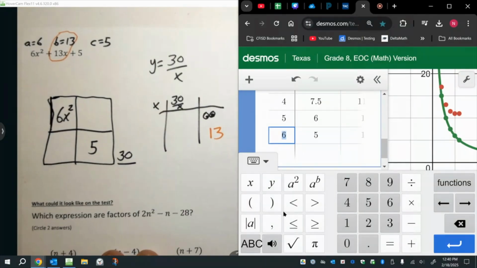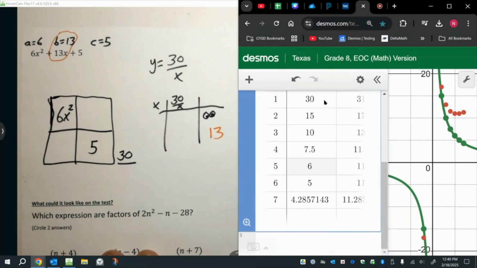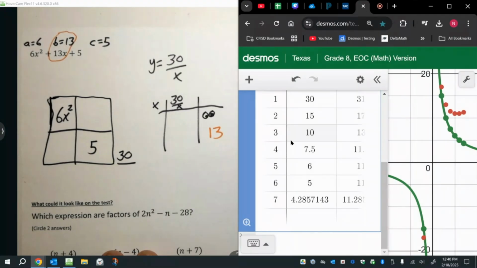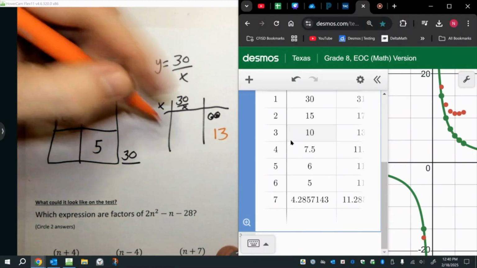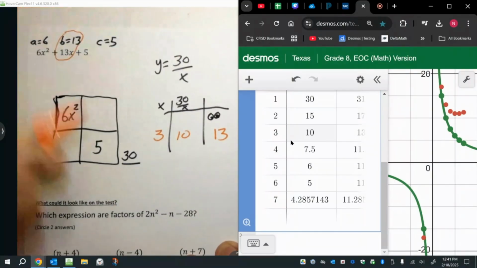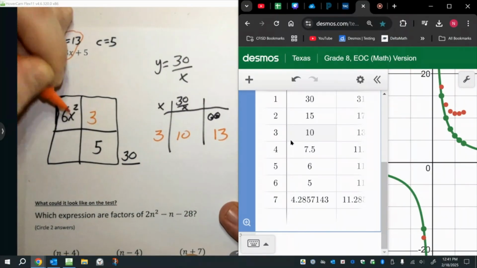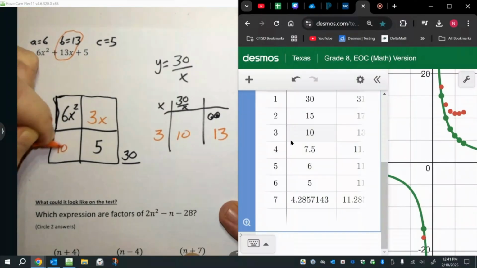Enter, enter, enter. I think we would have found it by now. Let's check. Oh, there's 13. What does 13 go with? 3 and 10. Okay, so 3 goes here, 10 goes here, or 10 goes here, 3 goes here. It doesn't really matter. So I'm going to put a 3x and a 10x. Oh, yeah, I've got to put an x.